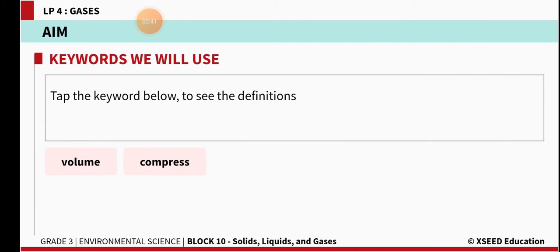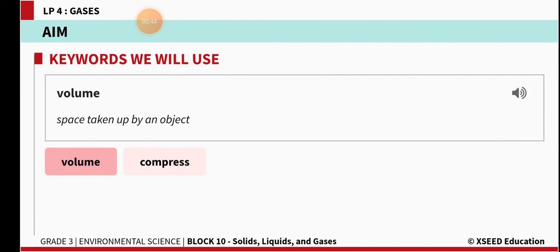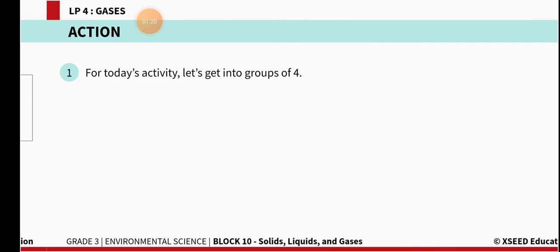The keywords here are volume and compress. Volume is the space taken up by an object. Compress means to squeeze or press something. If we send a large amount of gas into a small space, that is known as compressing. Compress: squeeze or press something.